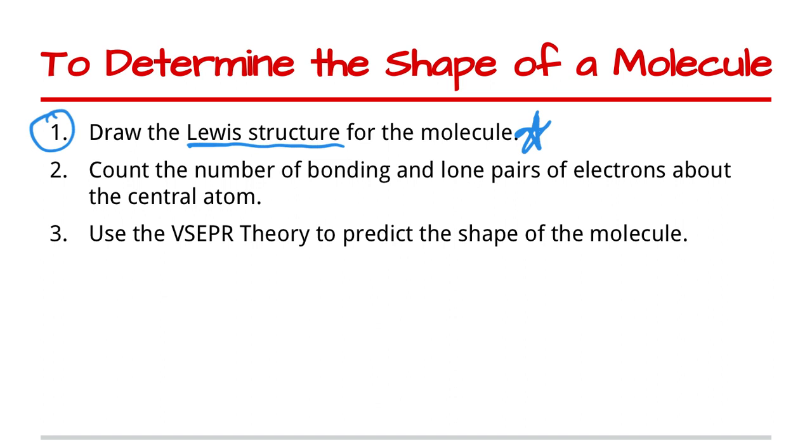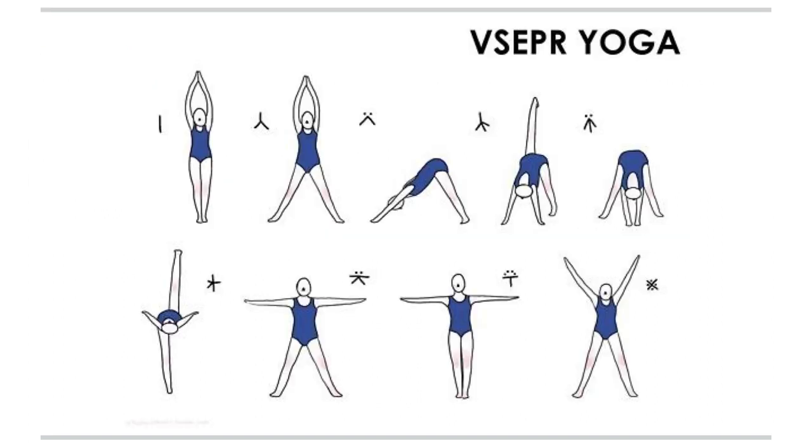Once we're there, we're going to count the number of bonding and lone pair or non-bonding electrons about a central atom. So we have to have our central atom and then figure out how many bonds we have and how many non-bonding pairs we have. And then finally, we're going to use VSEPR theory to predict the shape of the molecule and draw the molecule in that particular shape. So let's take a look at a few examples.